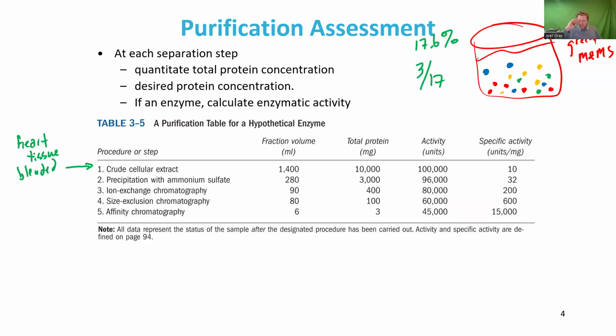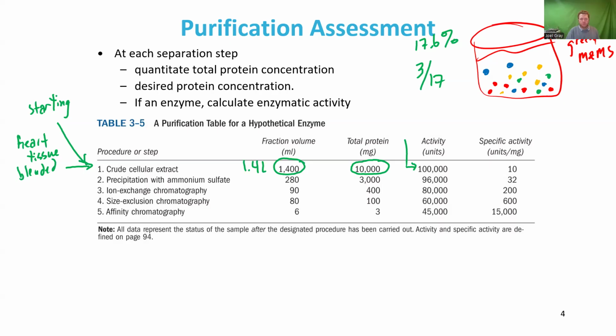After you've blended it in 1,400 milliliters or 1.4 liters, you quantify it, and you see that there is 10,000 milligrams of protein. It's a lot of protein. You are looking for an enzyme, and you see that you have 100,000 units of enzyme activity. So this is kind of like your starting point. This is effectively where you say, okay, there's 17 pieces of candy. I've got 3 of my desired candy. So this is where I start off.